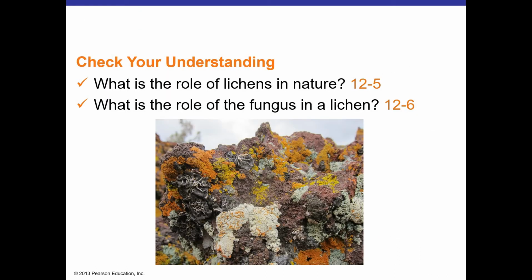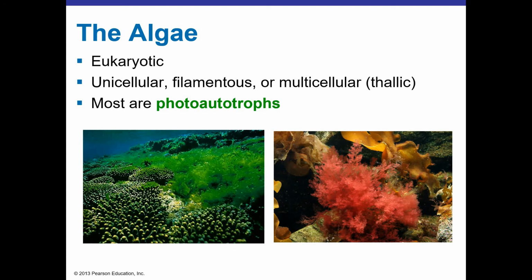So lichens are found out in nature in many colorful forms. Again, they're a combination of an algae and a fungi. The true algae, though, are going to be the photoautotrophs. They are going to be anything from unicellular to filamentous, or some that are quite large and multicellular. They don't all have to be green. We see examples here of both the red and the green algae, and they again have very interesting forms to them as well.